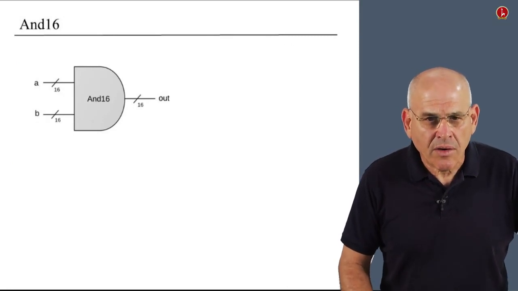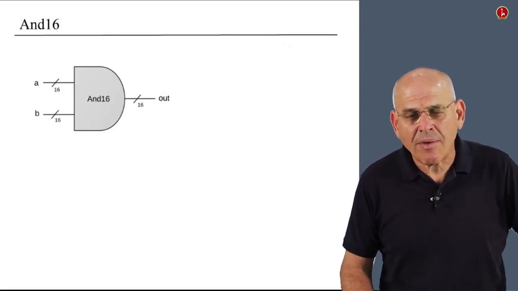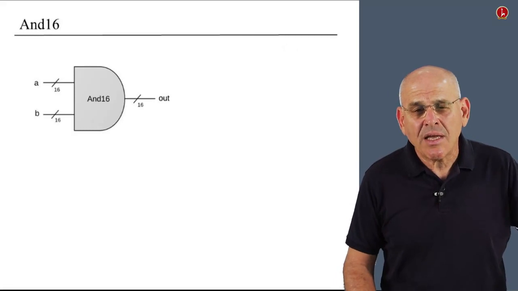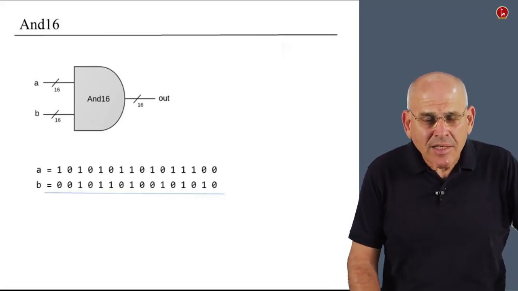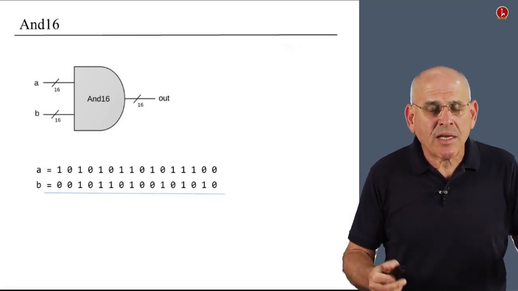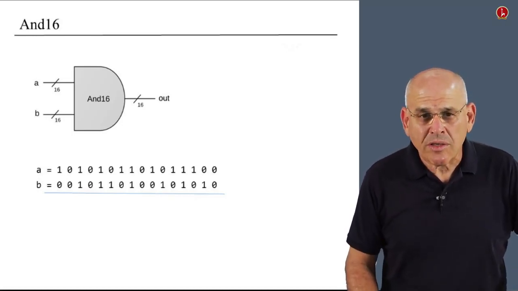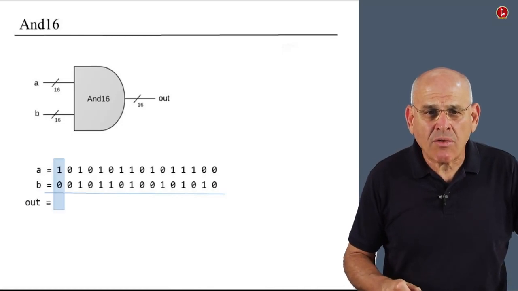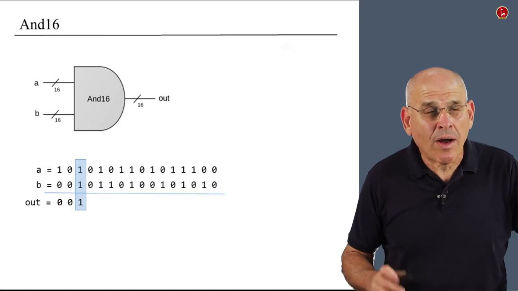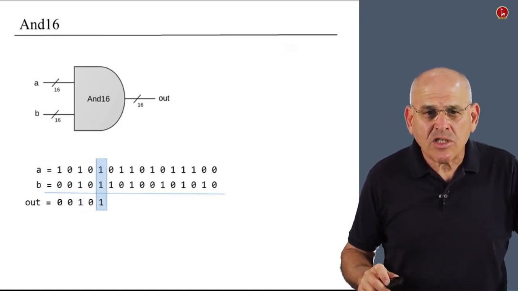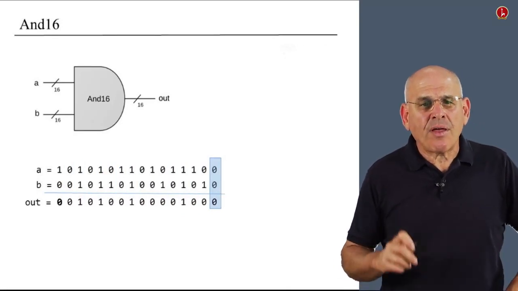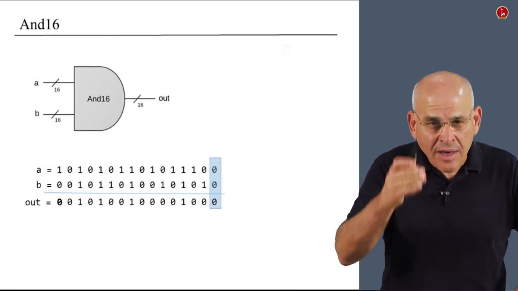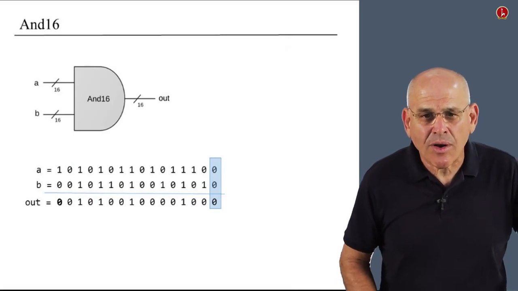And16 looks as follows. We have 2 inputs coming in. Both of them are 16-bit buses, and we have a single 16-bit bus coming out. Basically, what we have to implement is a 16-bit AND operation. So it looks like this: 1 and 0 should give us 0, 0 and 0 is 0, 1 and 1 finally gives us 1, and so on and so forth. We're going to get 1 if and only if both inputs are 1 in the respective index that we are looking at.